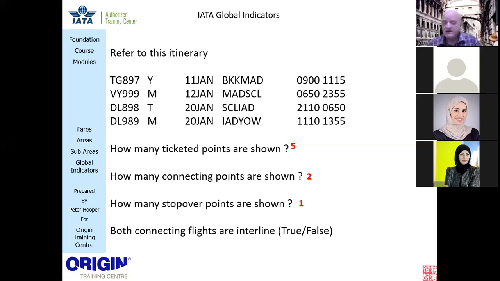Both connecting flights are interline. Now, where are you connecting? Where's the first place you're connecting? Madrid. Right. And you arrive in Madrid with Thai Airways, TG, and you leave with EY. Online or interline? Interline. IAD Washington. You arrive with which airline? Delta Airlines, DL, and you leave with Delta, DL. So here's the question. Both connecting flights are interline, true or false? False. The first one is, but not the second one. And there you are.